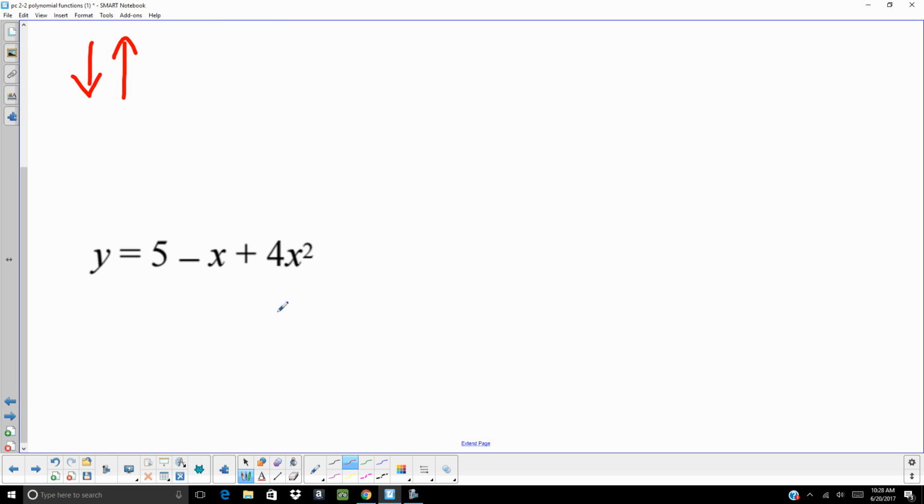This one, tricky, because it's not written in standard form. We want to look at the term that has the highest. So we've got even and positive. So we are looking at up, up, and there would be 1 turning point.